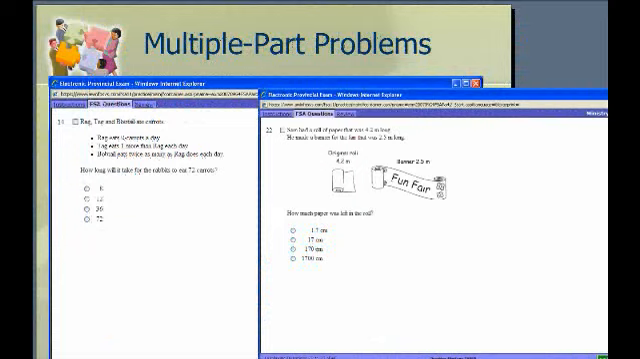Here are 2 other questions, and I'll talk about them briefly while looking at this slide, and then I'll explain what my concerns are with these questions in the next couple of slides. The main idea for these two problems is that both of them are multiple part problems. What I mean by that is that you have to do several steps to be able to solve each of these problems correctly. So to look at the first one, Rag, Tag, and Bobtail ate carrots.